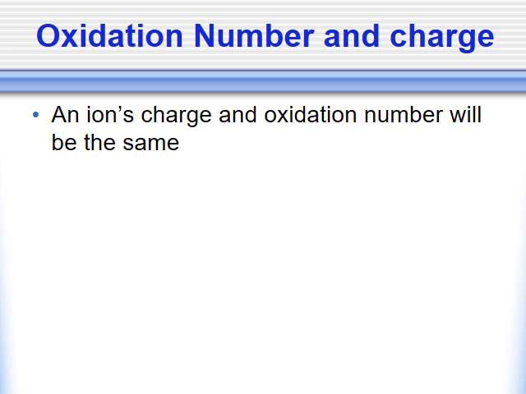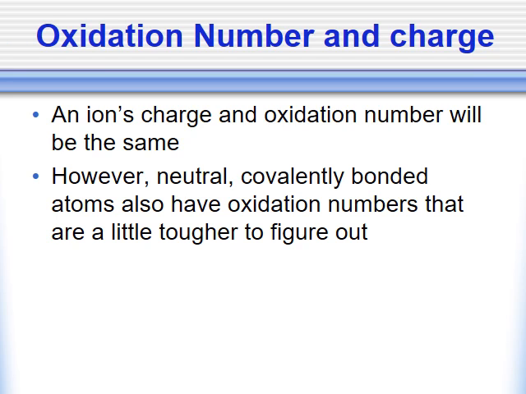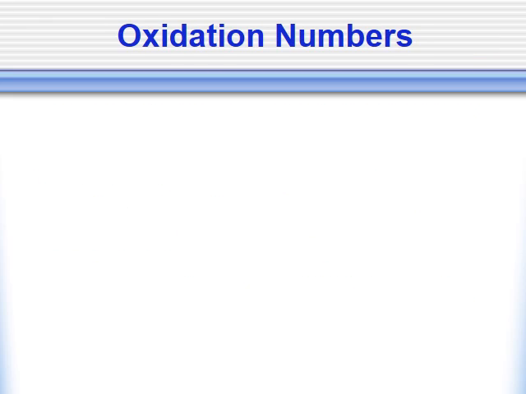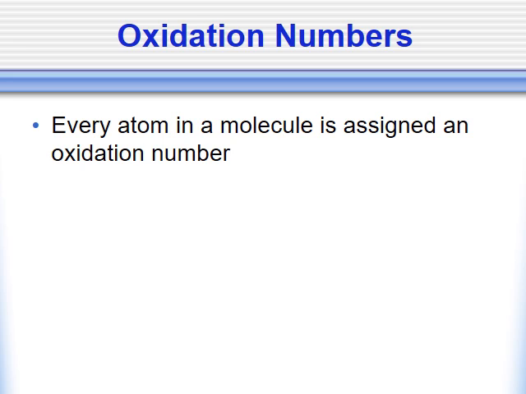An ion's charge and oxidation number will be the same. That's pretty easy. But as we said, covalently bonded atoms also have oxidation numbers, and those are a little more challenging to figure out. Remember, as we go through this section, oxidation numbers are merely a way to keep track. Every atom will have an oxidation number.